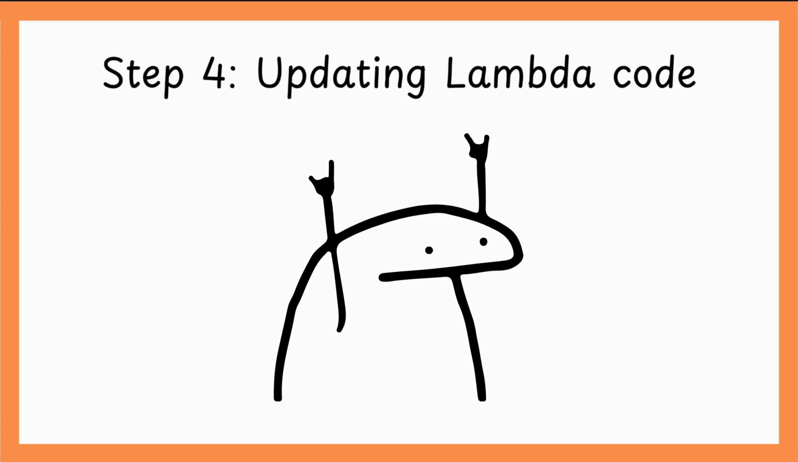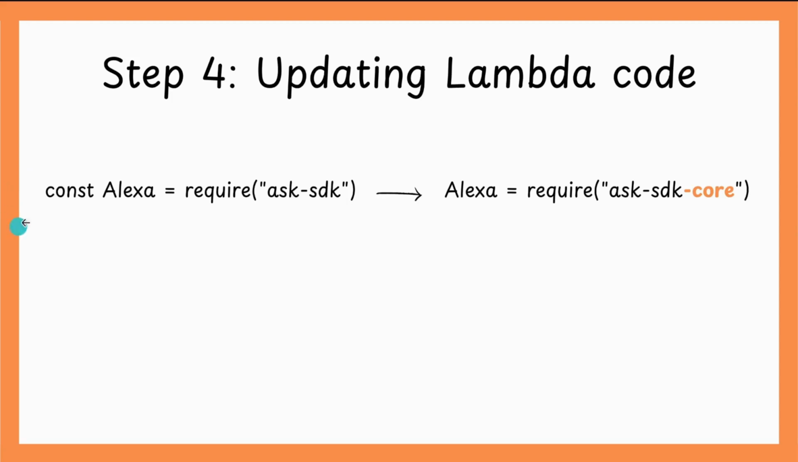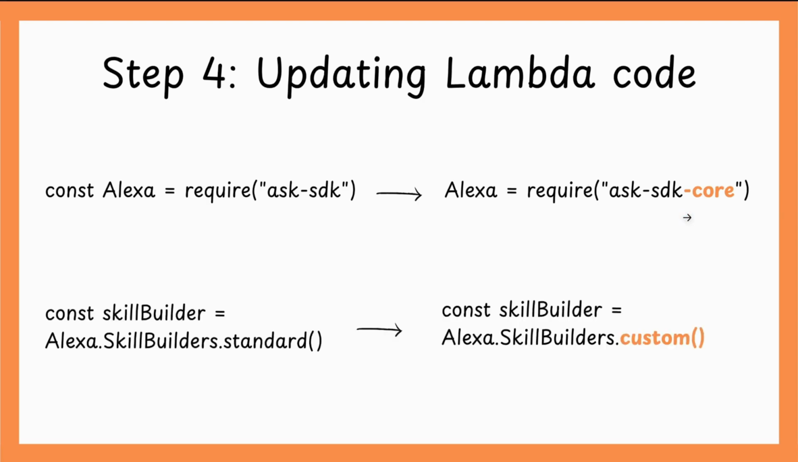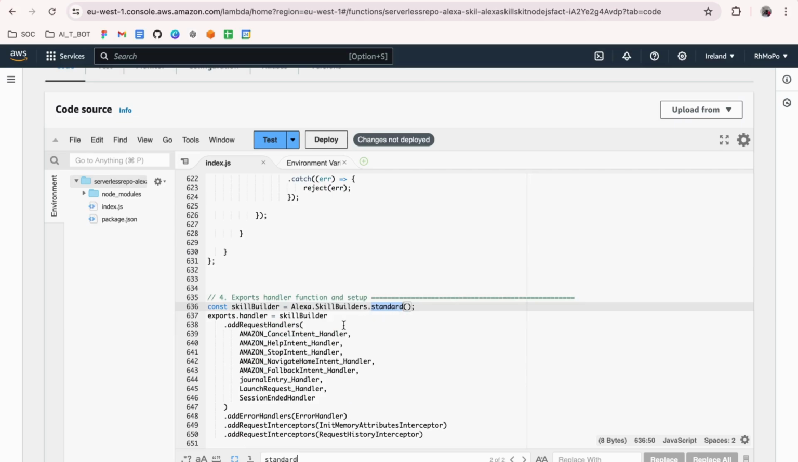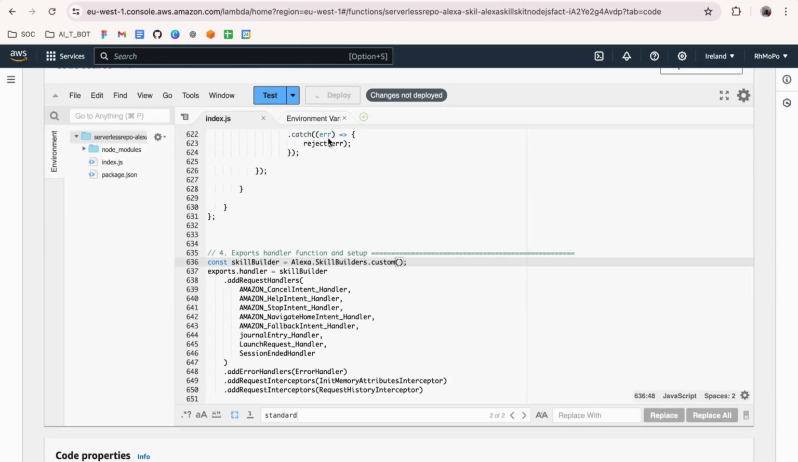The Alexa skill code generator is slightly dated, and the code it outputs requires updating. So I'm going to show you exactly how to update this code. Firstly, we're going to have to change the ASK SDK to ASK SDK core. And secondly, we have to change Alexa skill builders standard to Alexa skill builders custom. The first edit is very easy. We will type in dash core there, and then we will do a command or control F to find the standard that we want to change. It will be the one on line 636, around this line anyway. We'll change that to custom, and we will deploy this function.